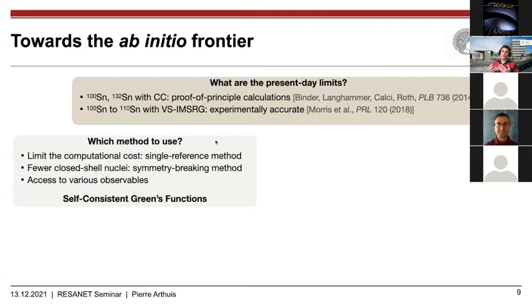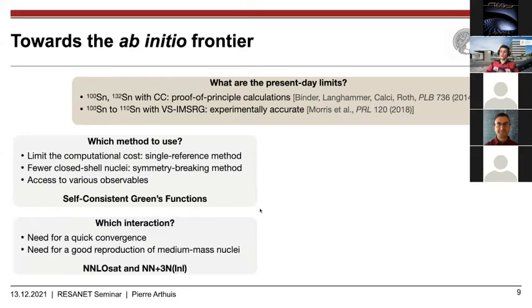And of course, you want a method that is relatively versatile in its access to observables. So in our case, the choice went to self-consistent Green's function, which are methods that were co-developed in Saclay and Surrey over the past decade. So that's for the method. And now the question is the one of the Hamiltonian, the interaction.